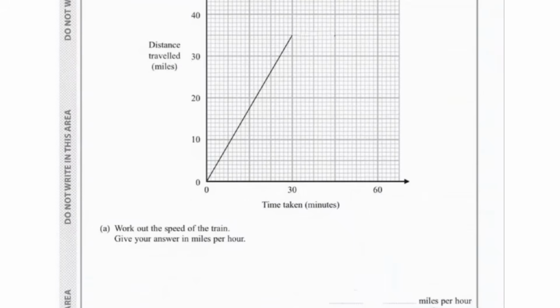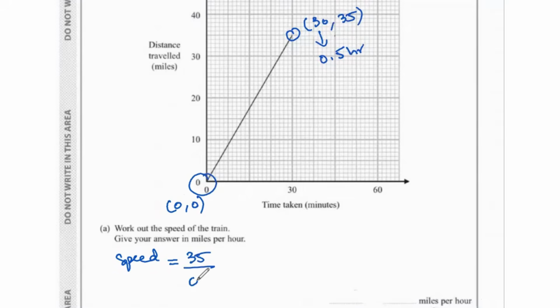So you can pick any 2 points. I picked the origin and this point. The coordinates for this point are 30 and 35, and the origin is 0, 0. Since the speed is supposed to be given in miles per hour, the 30 becomes 0.5 because it's 30 minutes, which is half an hour. So the speed is going to be 35 divided by 0.5, which is equal to 70 miles per hour. That is your speed.